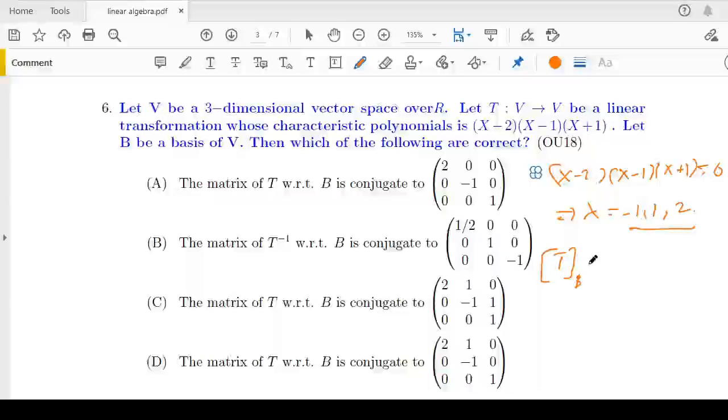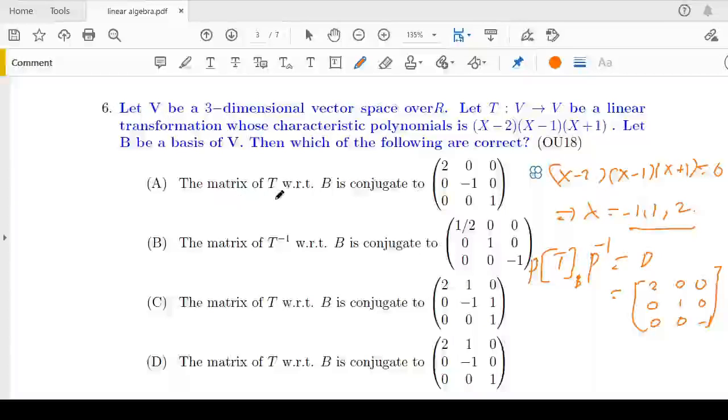Therefore, it is conjugate to its diagonal matrix, where the diagonal entries are the roots of the characteristic equation. Therefore, there exists some non-zero invertible matrix P such that P T P inverse is equal to D, where D is the diagonal matrix with diagonal entries 2, 1, minus 1.